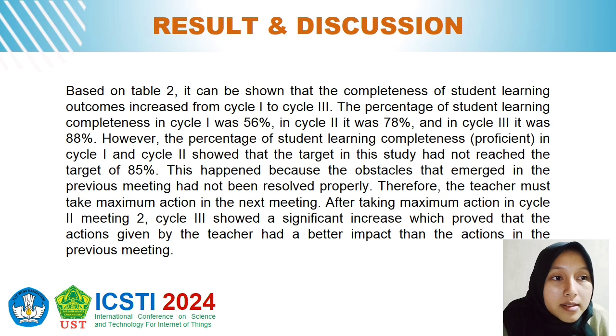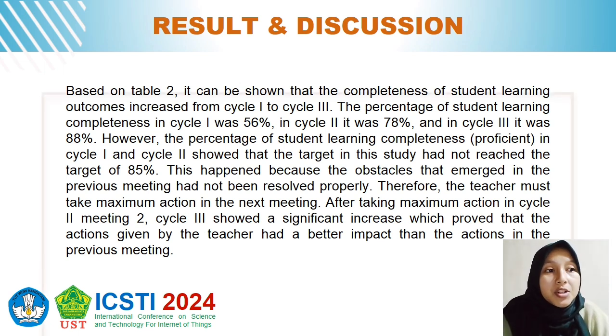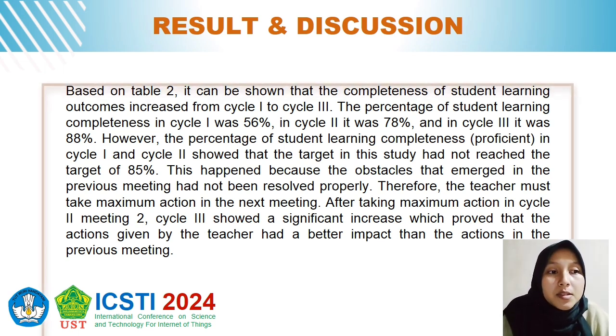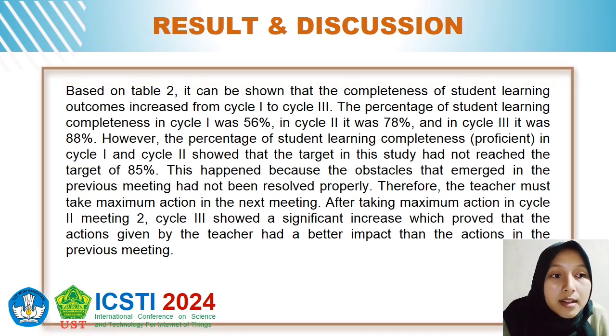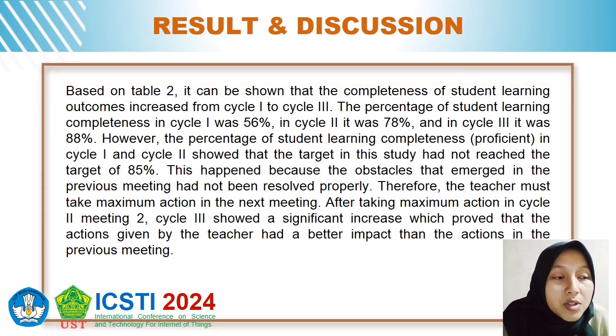However, the percentage of student learning completeness in cycle 1 and cycle 2 showed that the target of the study had not reached 85%. This happened because the obstacles that emerged in the previous meeting had not been resolved properly. Therefore, the teacher must take maximum action in the next meeting. After taking maximum action in cycle 2 meeting 2, cycle 3 saw a significant increase, which proved that the action given by the teacher had a better impact than the action in the previous meeting.